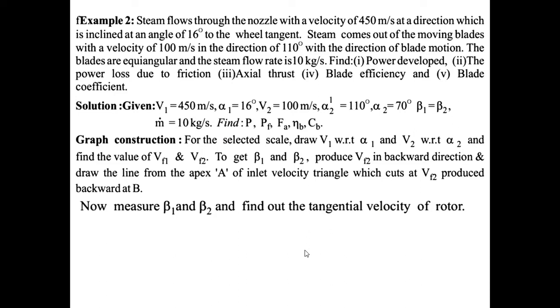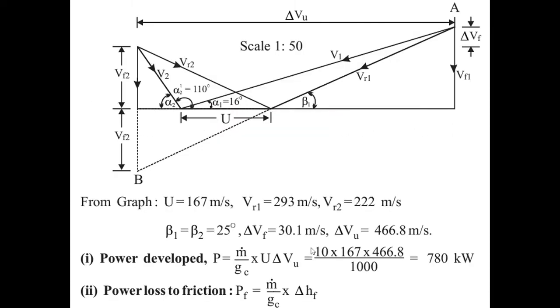What all do we need to find out? Power developed we need to find out. You already know the procedure, you will do it. Power loss due to friction is some other question here; we need to find out how. Axial thrust, you already know the formula, you can just substitute from the graphical values. Blade efficiency and blade coefficient formulas are also known to us; you can substitute the graphical values. Now how to start with and complete the graphical view. This is very important.